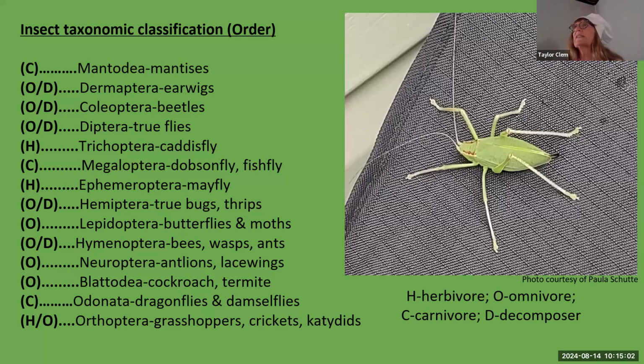There's a complete metamorphosis and an incomplete. The complete has the egg, the larva, the pupa, and the adult, where the incomplete has the egg, the nymph, and the adult.